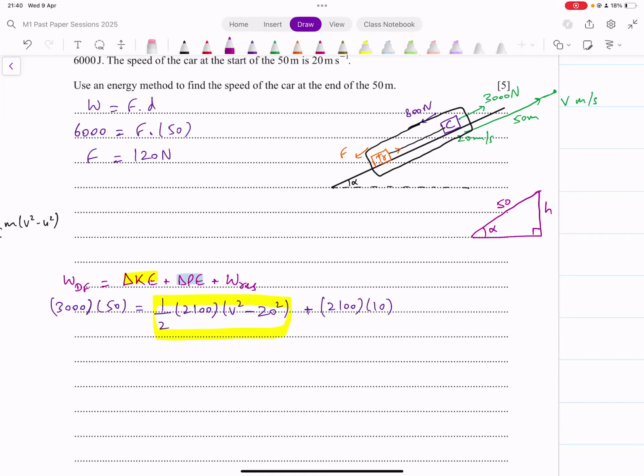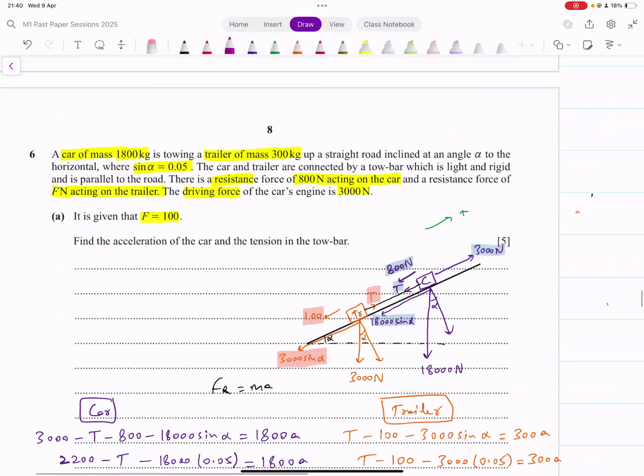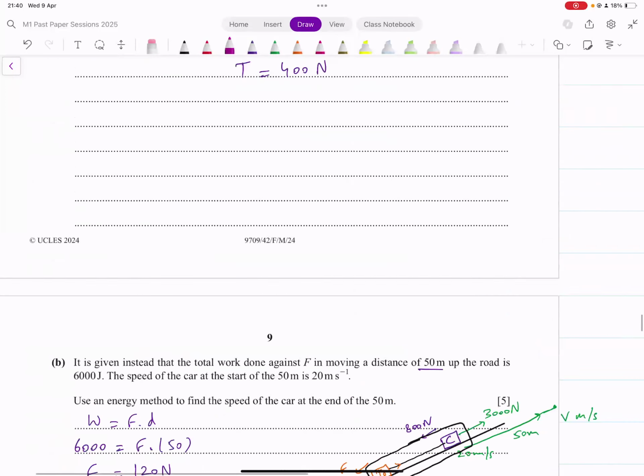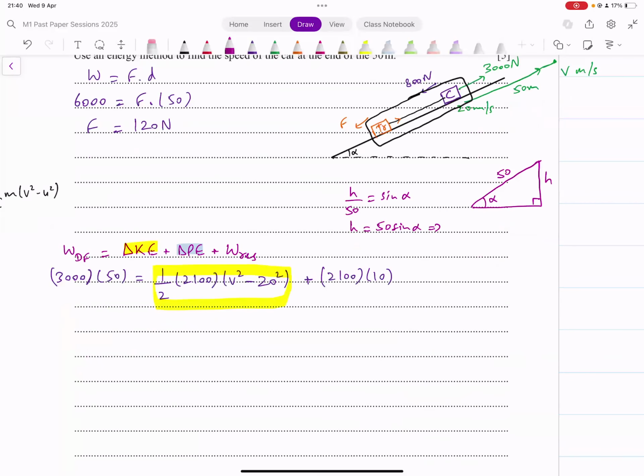Can we find that now? Perpendicular over hypotenuse, that's h over 50. That equals sine of alpha. Now the question told us the value of sine alpha, that was 0.05. And that gives us the value of h, that's 50 sine alpha, which you can see what that turns out to be. 50 into 0.05. What's this value? 2.5. Okay, thank you. This is 2.5. That's the change in height.